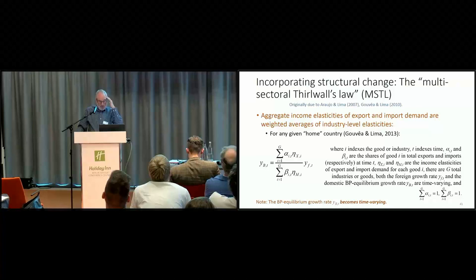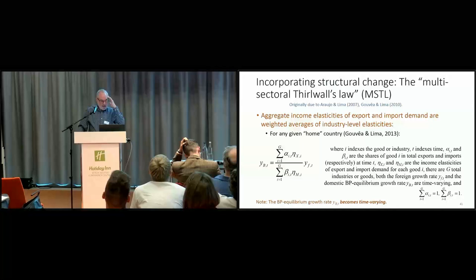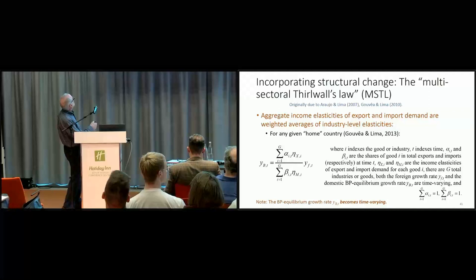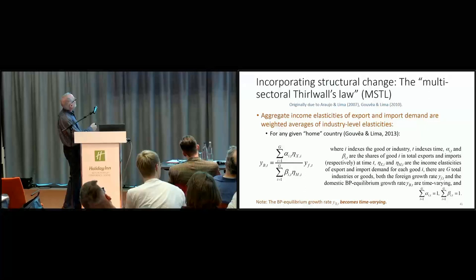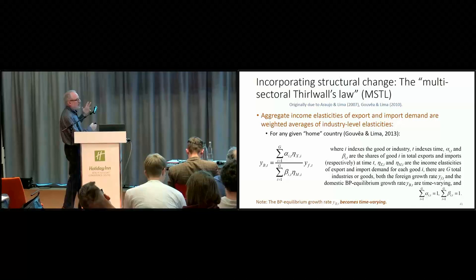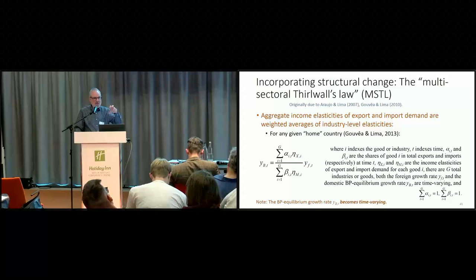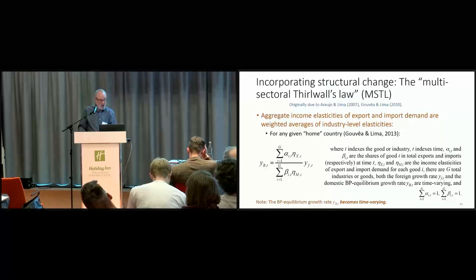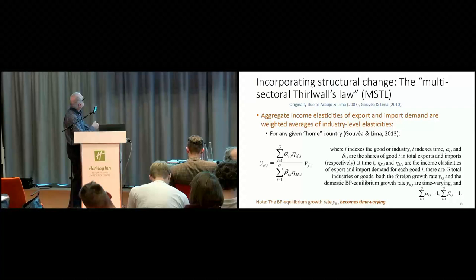and Lima, 2013, which depicts the numerator and denominator as weighted averages of the income elasticities of exports and imports for the individual goods i, weighted by industry or goods shares of total exports and shares of total imports. So it just makes the point, very explicitly, and Thirlwall had always recognized this, that the aggregate income elasticities are weighted averages of those for the individual industries. But when you make this more explicit, you can see that changes in the alphas and betas and the shares can have a profound impact.